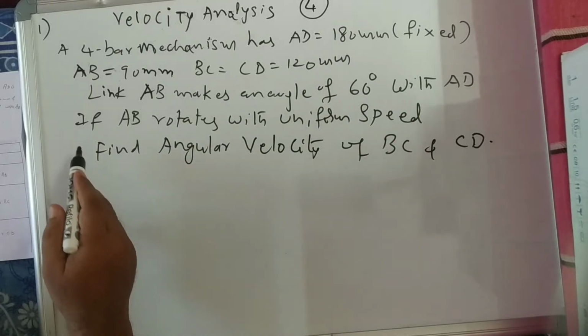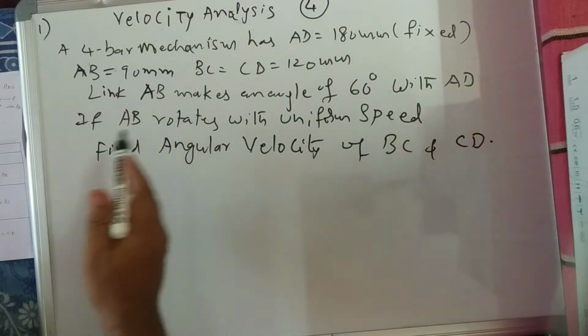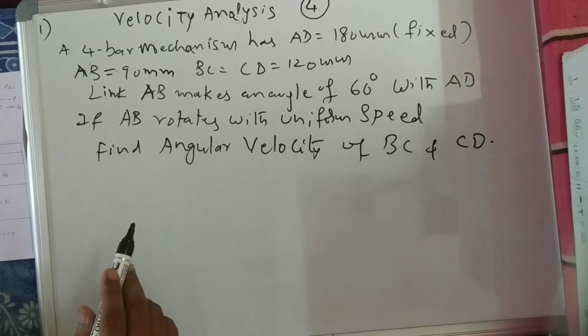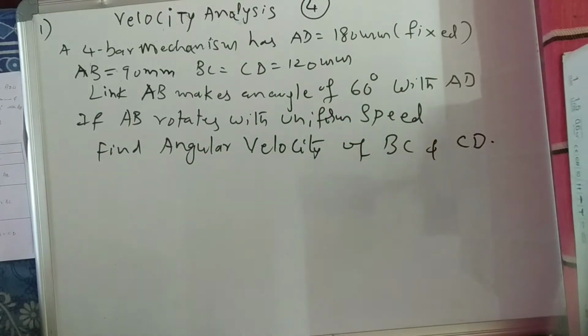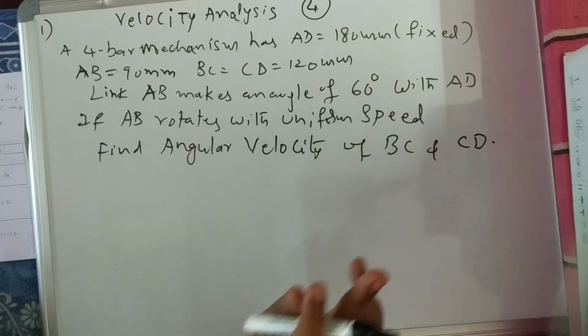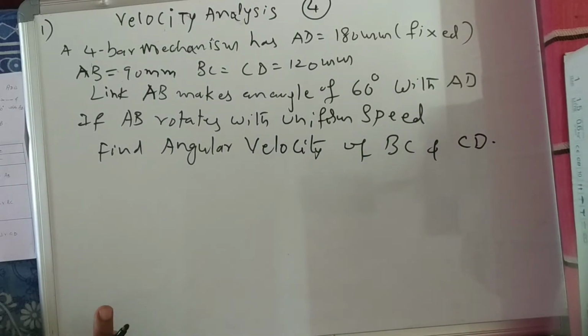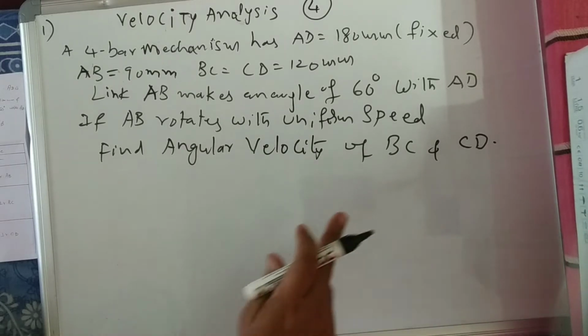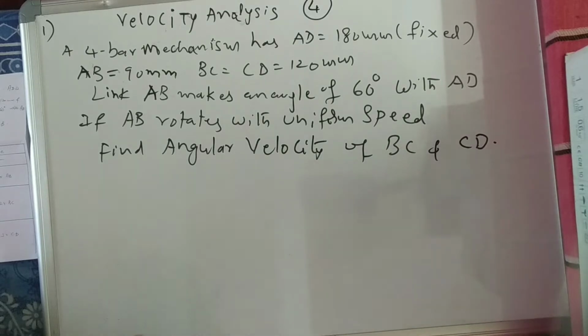If AB is rotating with uniform speed, at any particular interval of time the link AB makes an angle of 60 degrees with the fixed link AD. We are supposed to find the angular velocities of links BC and CD. This is the given problem. It is a simple problem where I am going to find the angular velocities of BC and the link CD by using graphical method.